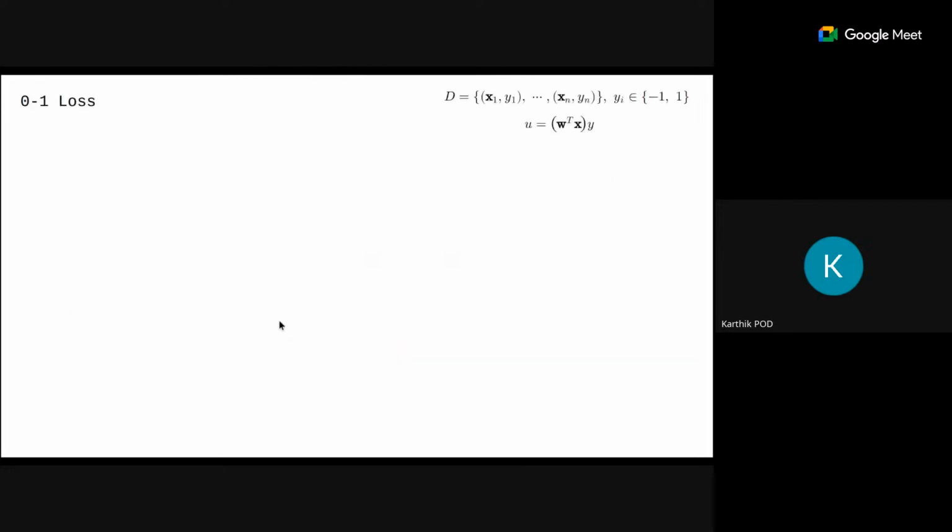Okay, so we start with this 0-1 loss. In any classification problem, the 0-1 loss is the average number of errors that are made. The way it is given is 0 if W transpose XY is greater than or equal to 0, and 1 if it is less than 0.